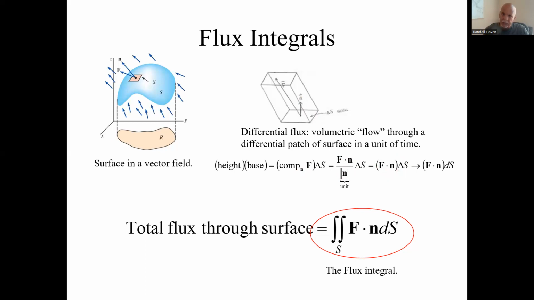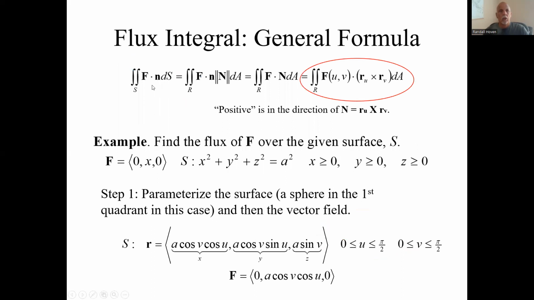Now, when we take the limit, shrink this little area down to a differential area, so it's equivalent to a patch on the surface now. Here is our differential flux. So if we want the total flux through a total surface, we take this integral, F dot n dS over the surface. And let's look at that. Here's the flux integral, F dot n dS over the surface.